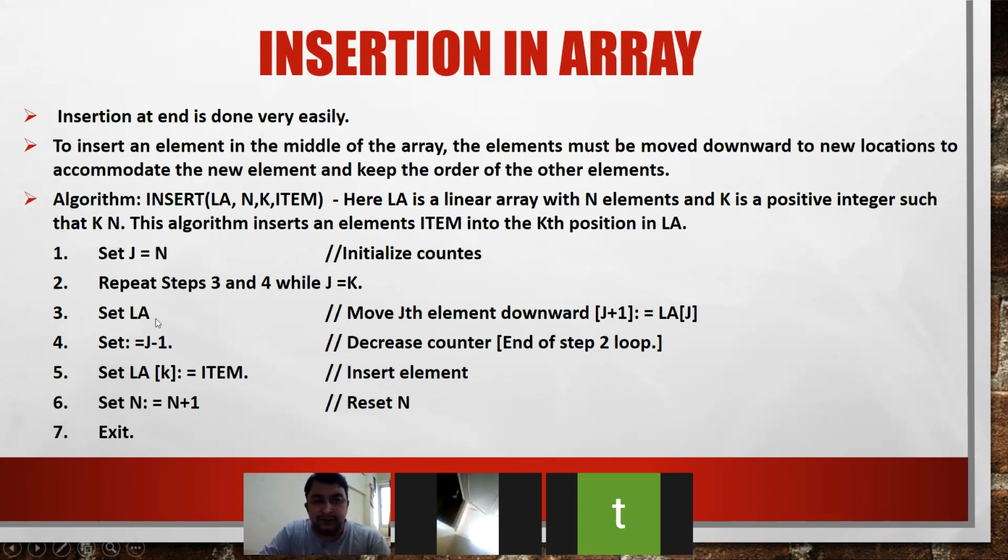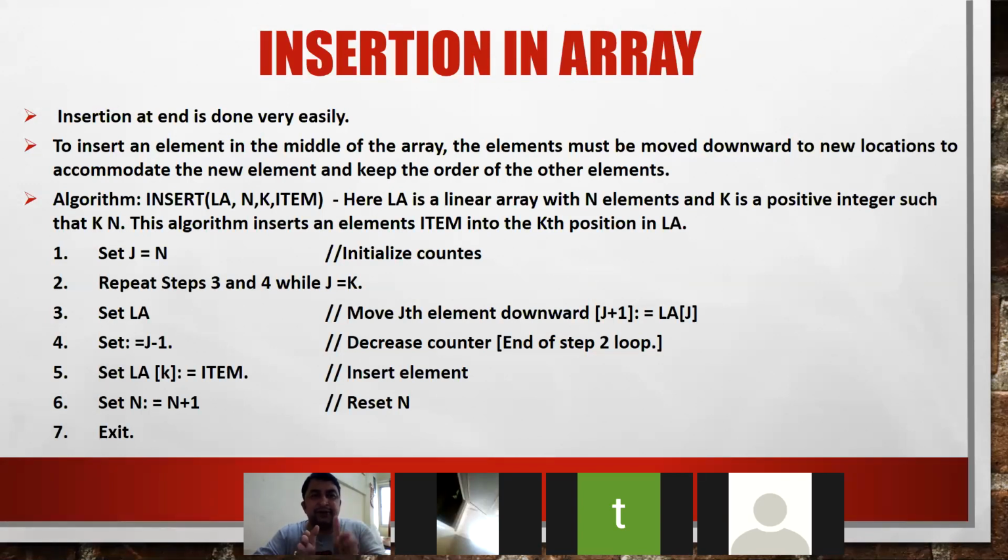In the first step this will be done, and then we need to decrement the J value to go to the previous element, right? So set J equals J minus 1. Once J is decremented, it will go to the n minus 1th memory location, and that value will be moved with the help of step 3, right? Steps 3 and 4 will continue till it reaches the location where you want to insert an element, that is J equals K. When it is equal, you are at the stage to insert the element.